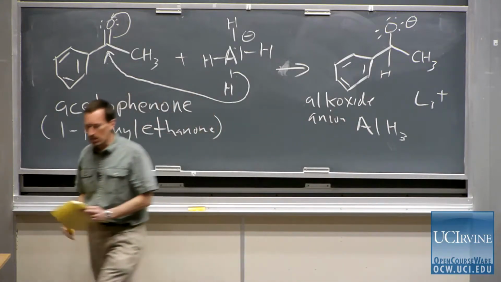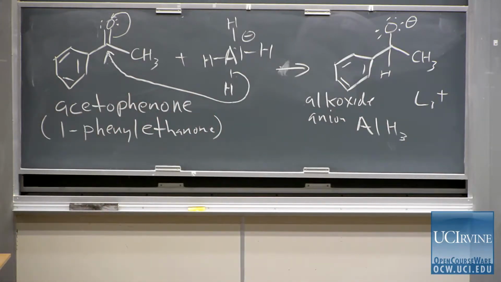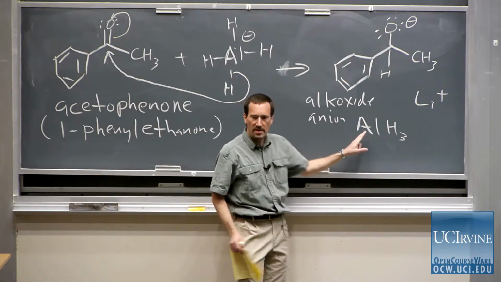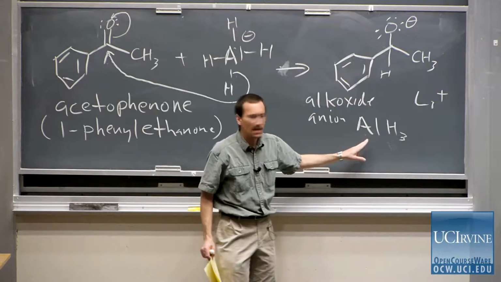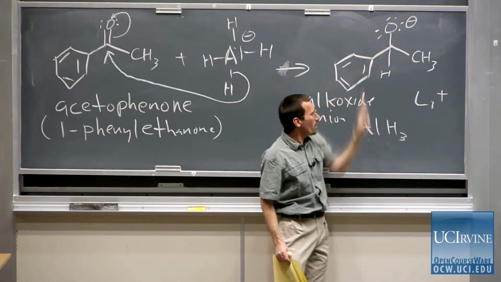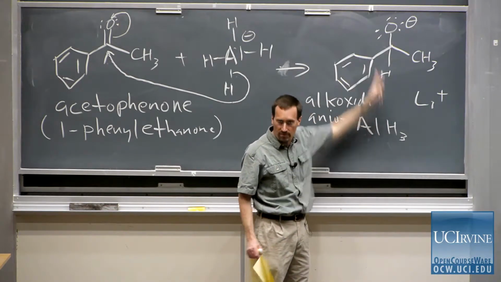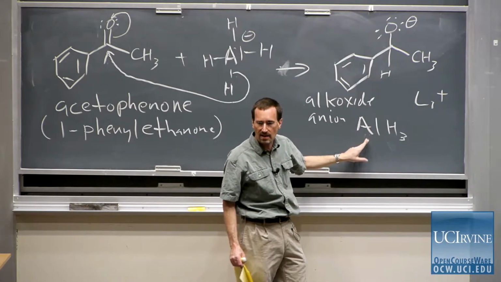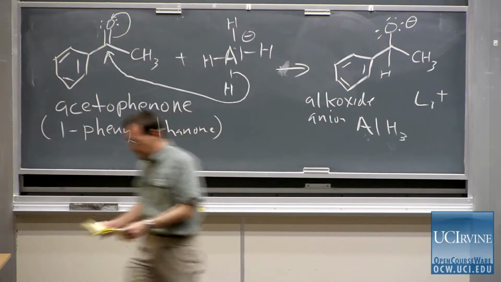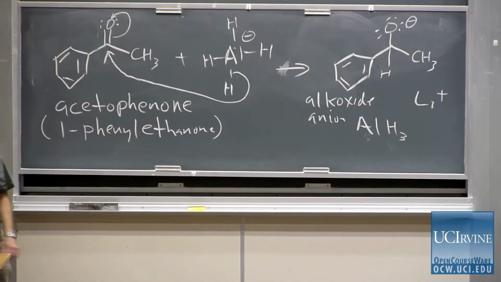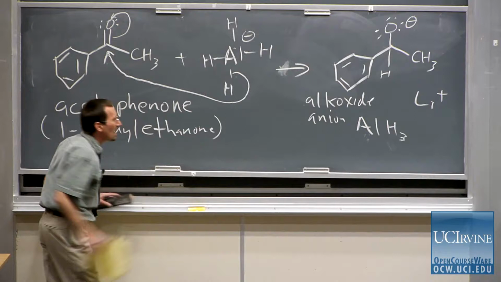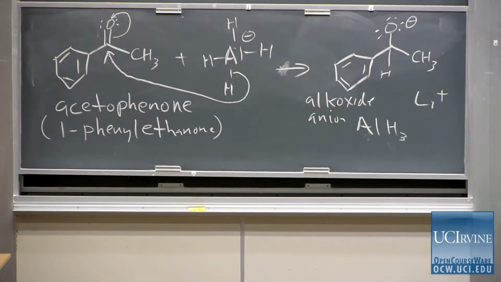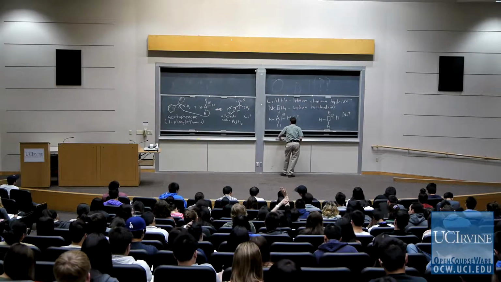I'll put a little bug in the back of your mind. You can think about the fact that aluminum doesn't have a complete octet. In reality, one of the lone pairs can now attack the aluminum and fulfill its octet. So technically, you'll end up with an aluminum alkoxide salt. All right, so this is kind of a mechanistic way of thinking about this reaction. Let's go and think about things from a synthetic point of view.